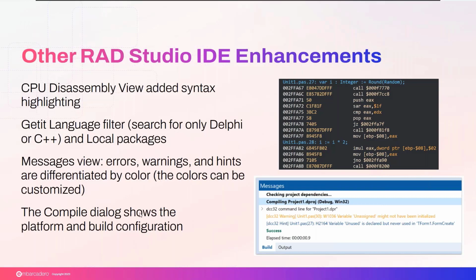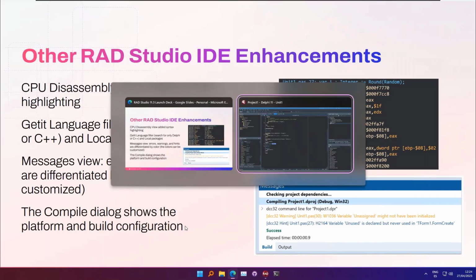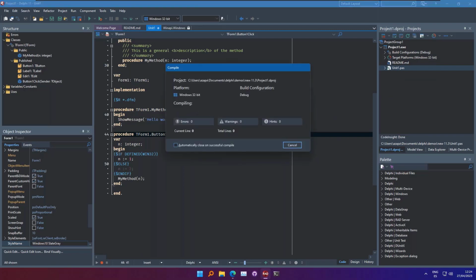And now the compiler dialog shows as well the platform and build configuration, which is also super handy. So now when we compile a project, we can see here the platform and also the build configuration. Previously, we had to come to the right and check which one we were compiling for.